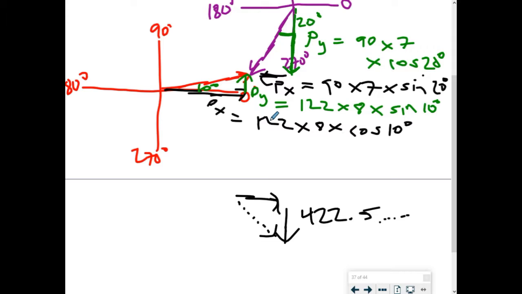Okay. Then when I do the net in the x direction, let me try that real quick. So that's going to be 90 by 7 by sine 20. That's 215. 122 by 8 by cos 10. That is 961. Okay, so 961 minus 215. Oh yeah, it is. I got 745.